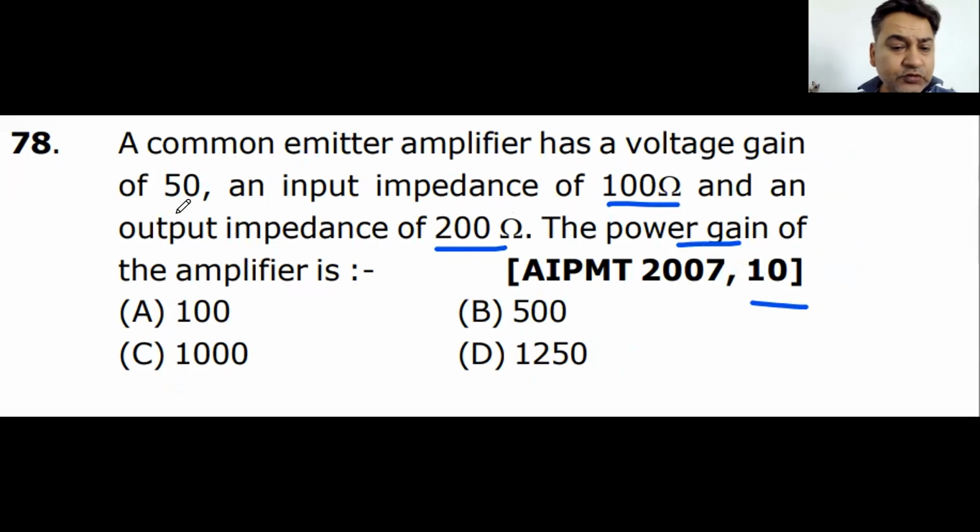What are the formulas that we have to use? P naught by Pi. P naught by Pi. Well done. Is output power given to you? No. Is input power given to you? No. Is output resistance given to you? Yes. Is input resistance given to you? Yes. Is the current gain given to you? No. Is the voltage gain given to you? Yes. Put all these things together and you will have the answer.